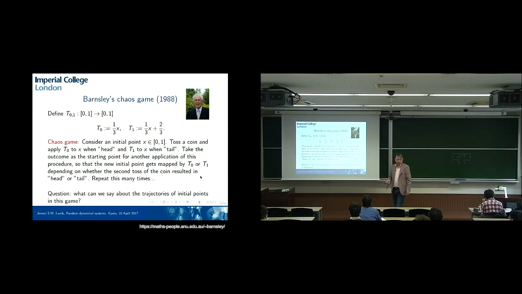Okay, so the question is, what can we say about the trajectories of initial points of this game? That's the challenge. So I'm going to talk basically for 2 hours just about this challenge. It can't be much simpler than this. I just have 2 maps, they're both linear, it's going to be very easy, and I just do it in a random way.